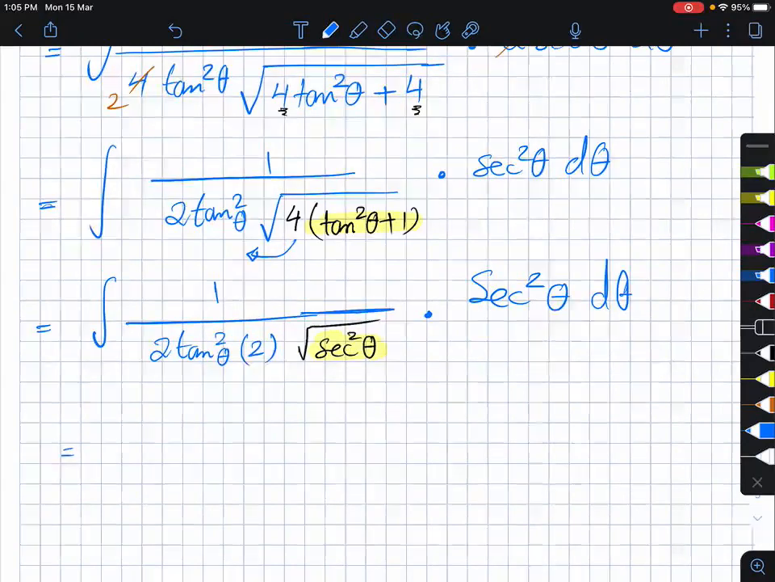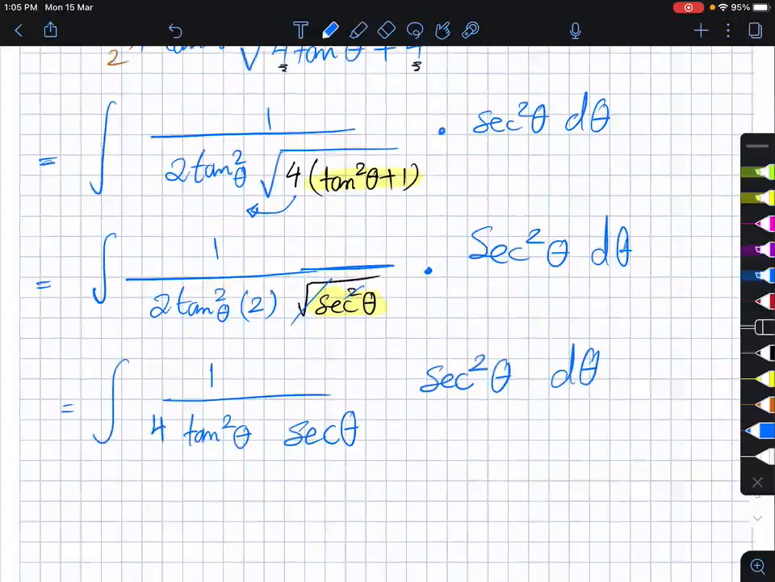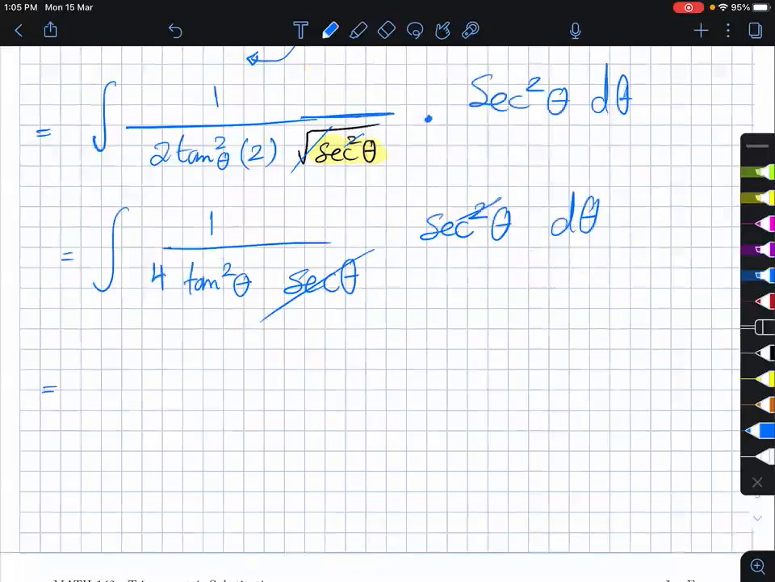Right, so we will simplify more. We have 1 over 4 tan squared theta. Yes, now it's 4, and you can leave it outside as a constant. The square root of sec squared is only sec. Here we have sec squared theta, and the square cancels out with the sec. And you still have 1 over 4.